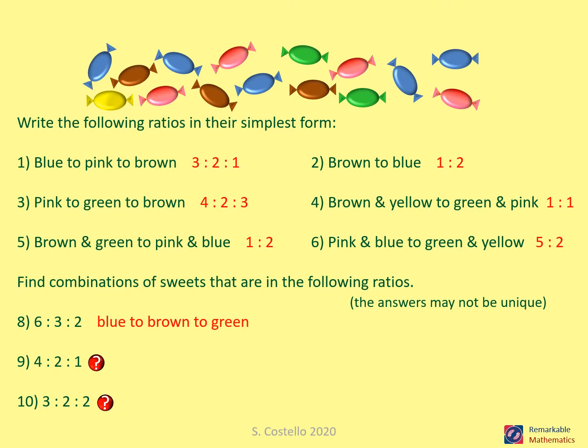Question 9, 4 to 2 to 1. Could be pink to green to yellow. And 10, 3 to 2 to 2. Blue to brown to green and yellow. And like I said, you may be able to find other combinations in there. So long as the numbers are right, then it's correct.